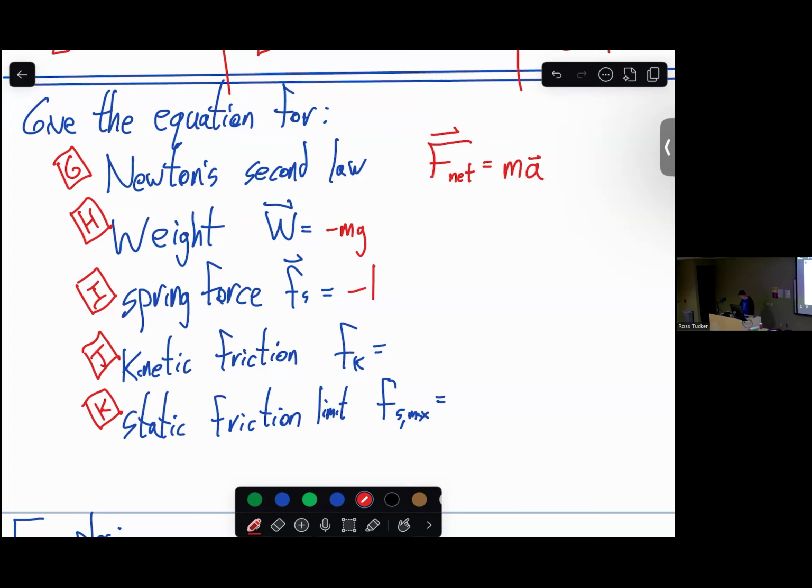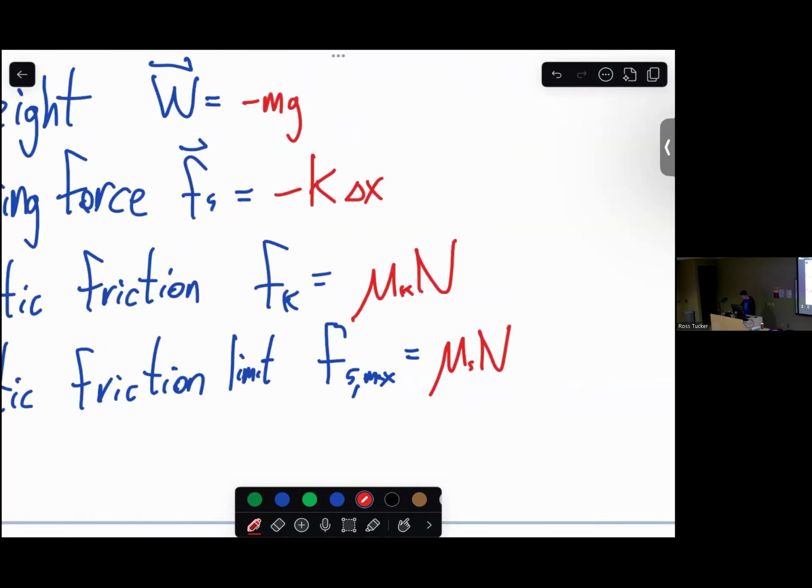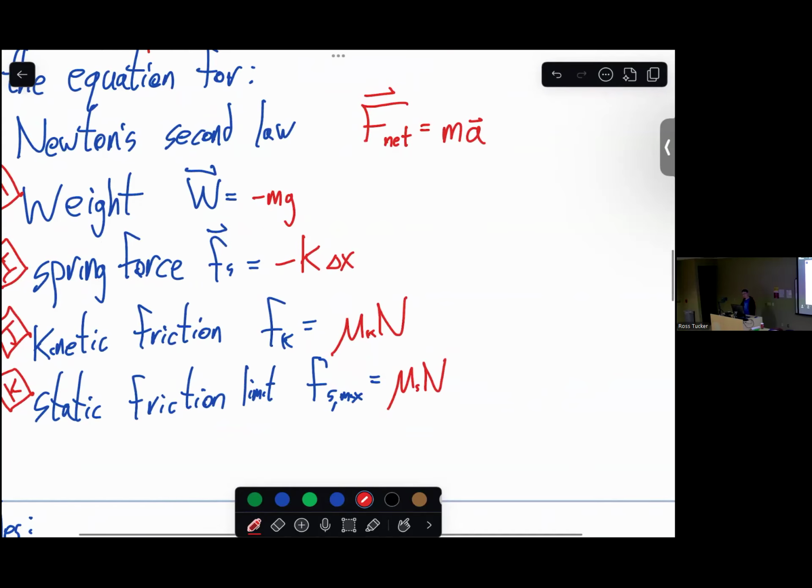Spring force is negative k times change in length of the spring. Kinetic friction force, this one's the easy one, mu k N. The static friction maximum value is mu s N. Note, static friction is not always its maximum possible value.